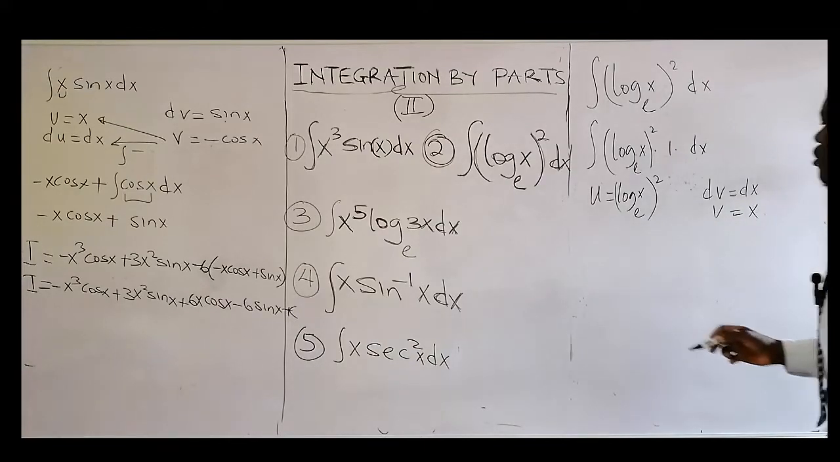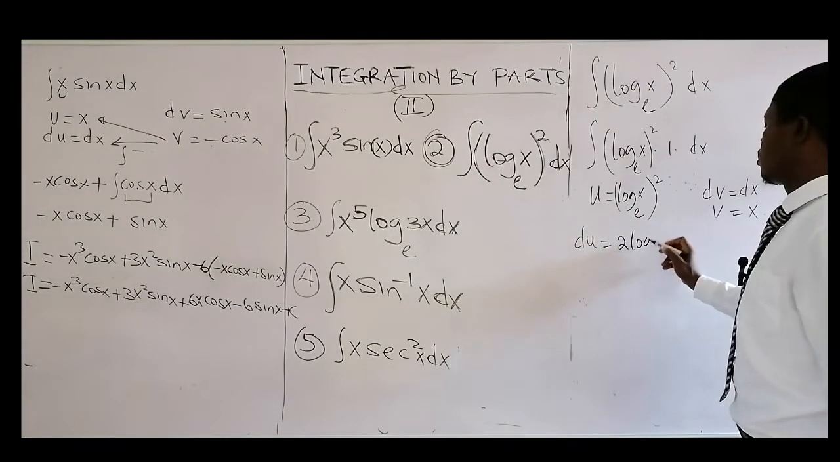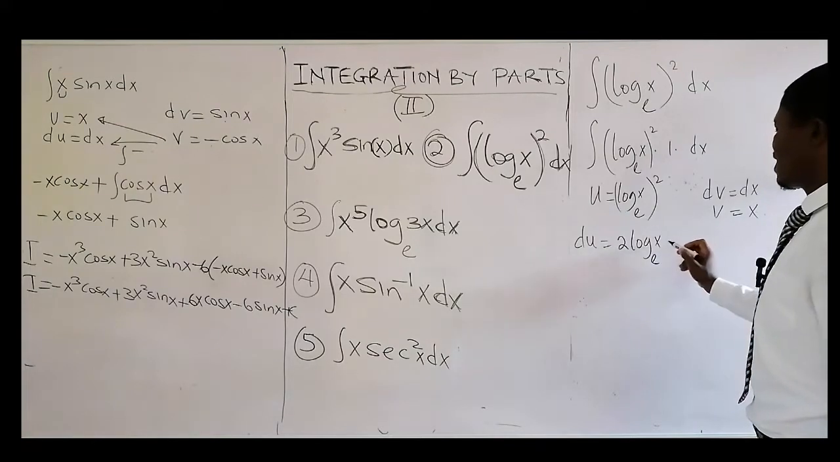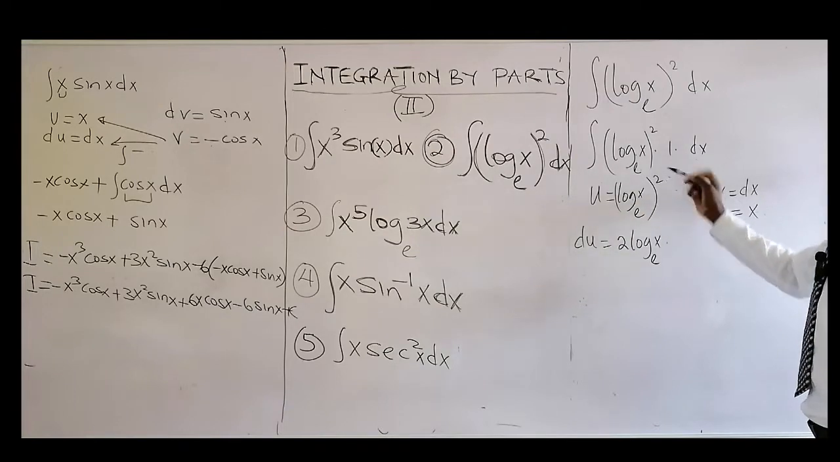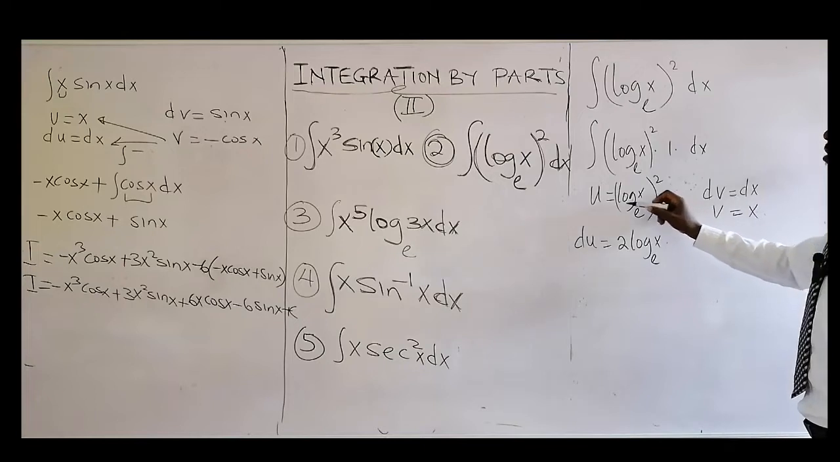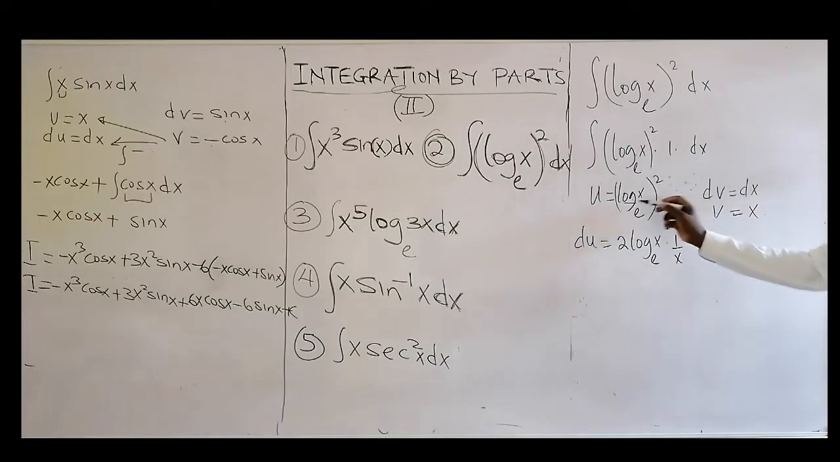Okay. So if we differentiate, your du will be equal to 2 times the log function, and since this is like v squared, it should be 2v times the derivative of v, which is equal to what? 1 over x. The v is log x base e, and the derivative of that is 1 over x. The derivative of this is 1 over the function itself. So that gives 2 over x times log x base e.